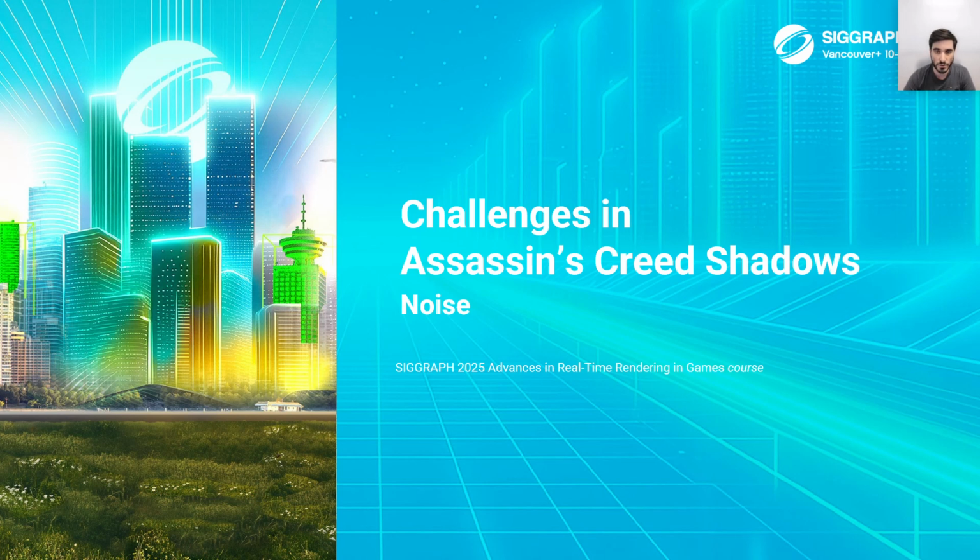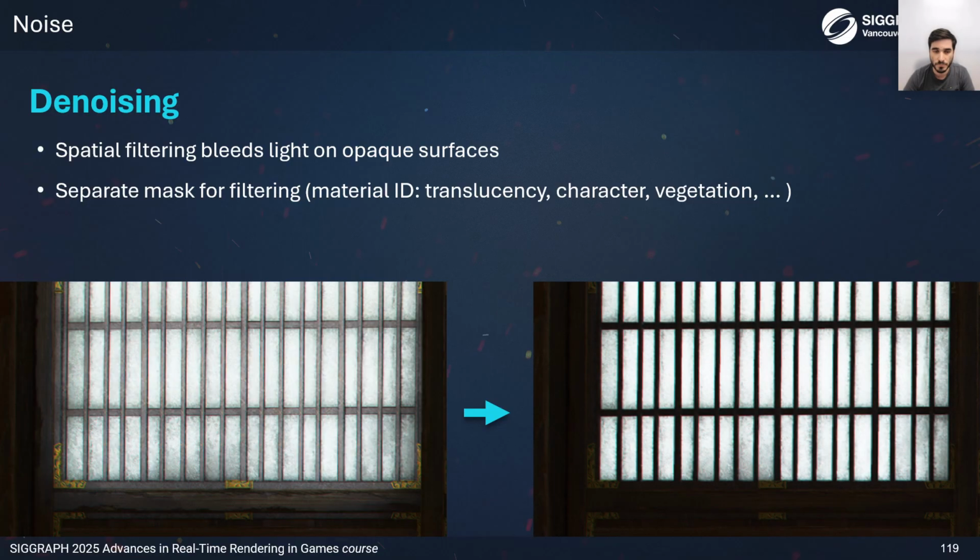Now let's talk about noise. We have adapted somewhat our denoising solution to specific challenges we have faced. First, with translucency, we had to add a specific mask for translucency as the same object could leak on itself when the material could be translucent in some areas and not in others. We also added another mask for character and vegetation to help denoising.